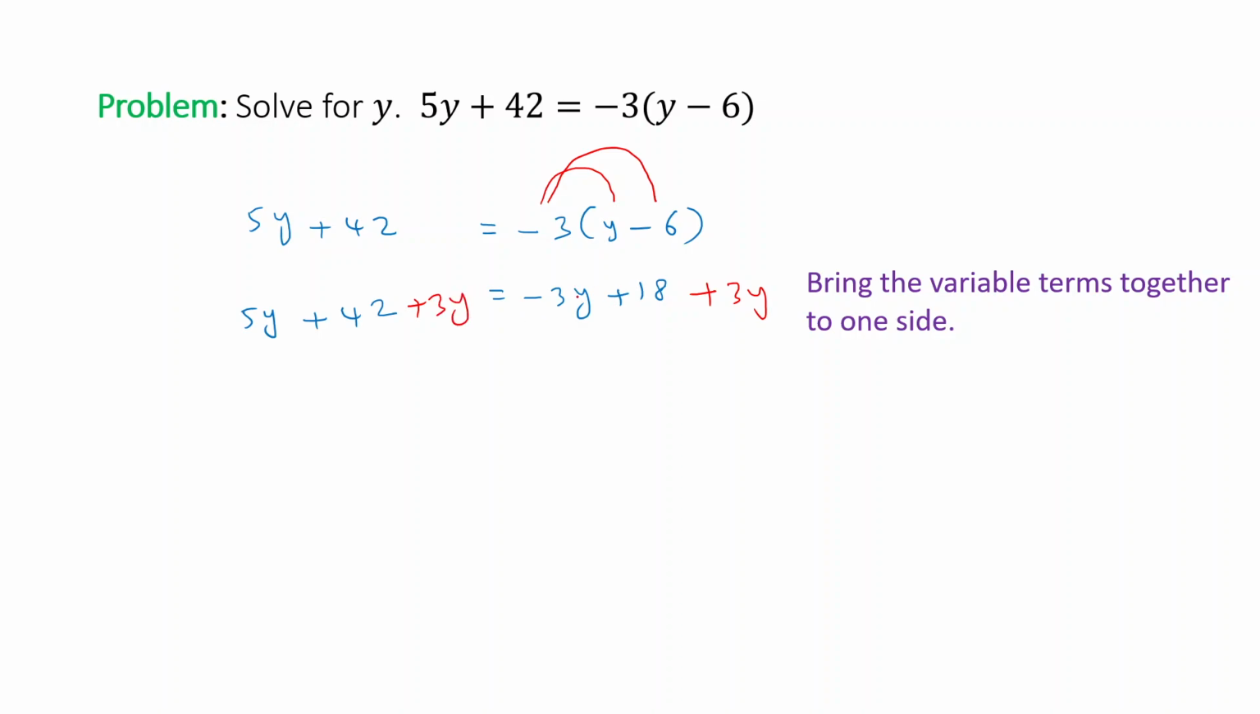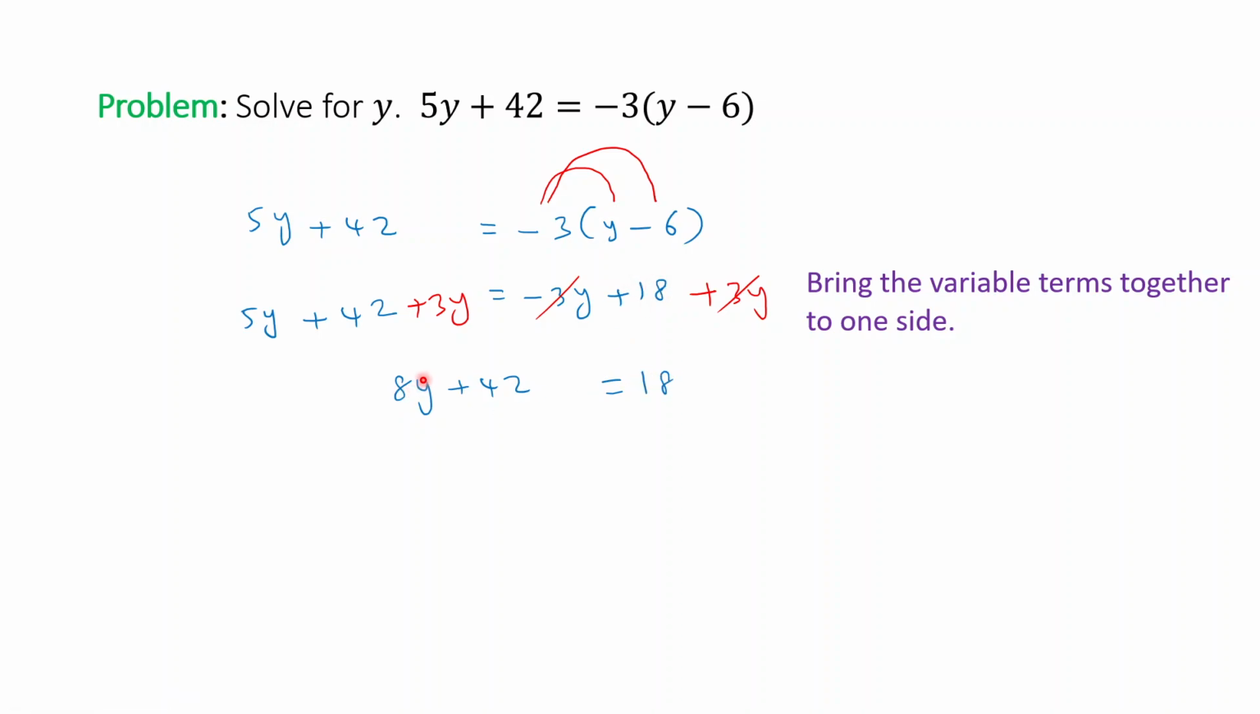Now you can cancel negative 3y, positive 3y. So here you have 5y and 3y. You can combine these two. You will get 8y. Now you have plus 42. So that is equal to 18.